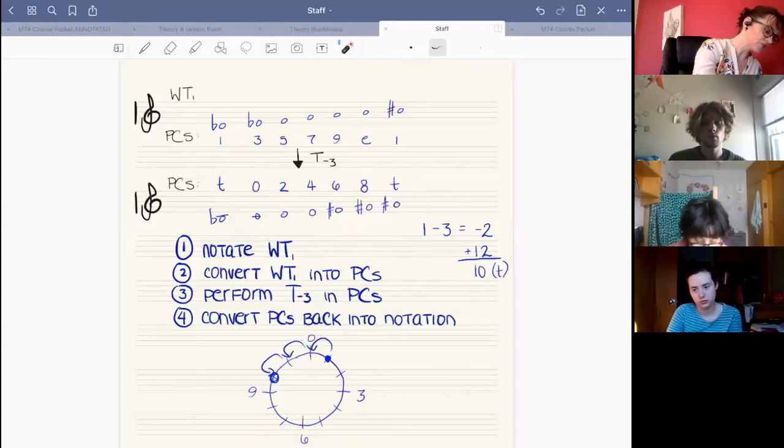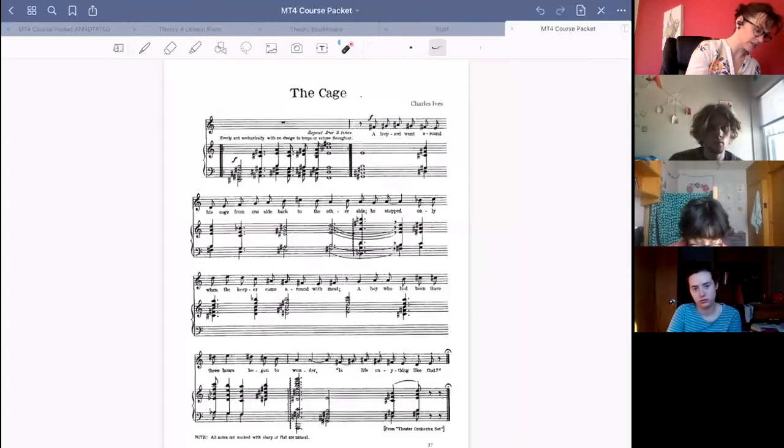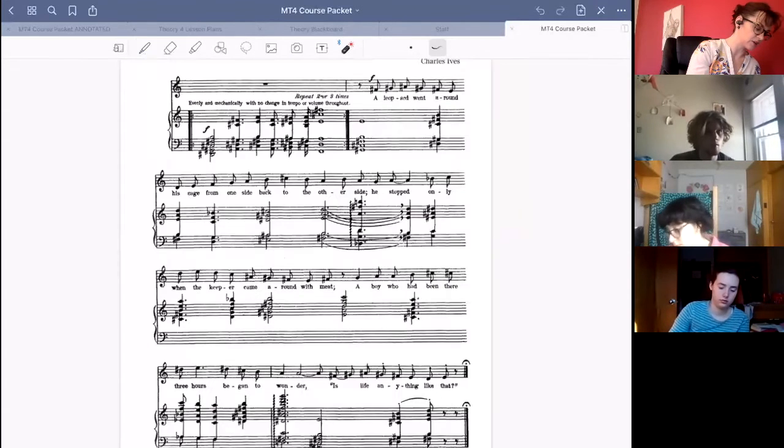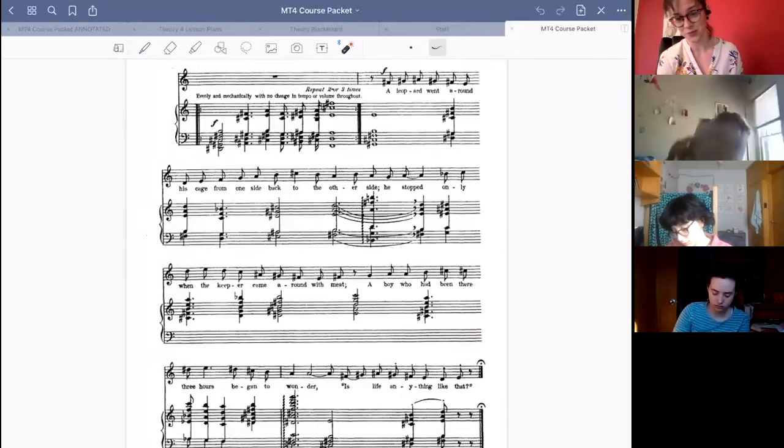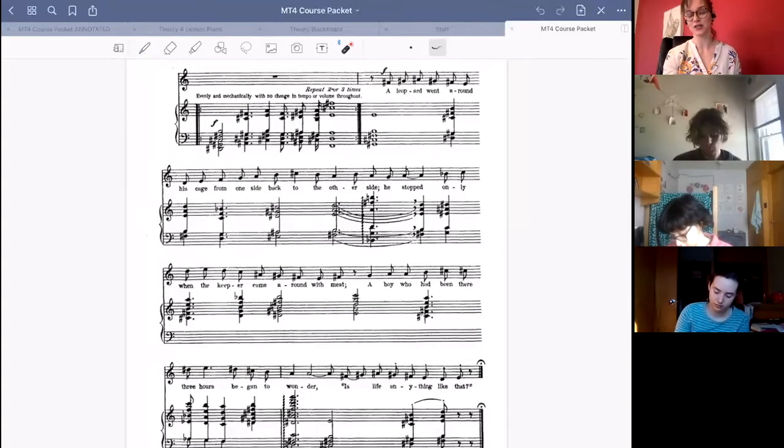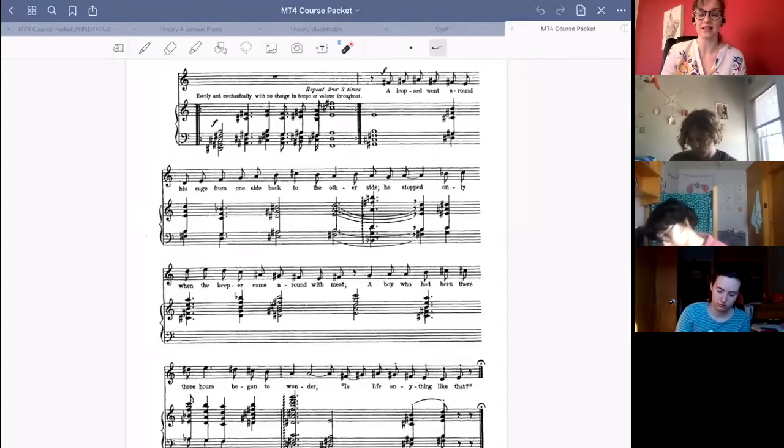So if you would like to flip to page 37 in your course pack, you're going to see a song called The Cage by Charles Ives. This is also in your oral skills course pack if you're taking AS4, because we will likely sing this as a warm-up sometime soon if you haven't done so already. So we're going to give this a listen. As you can see, it's very short.